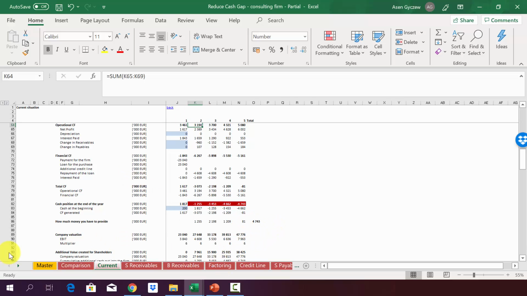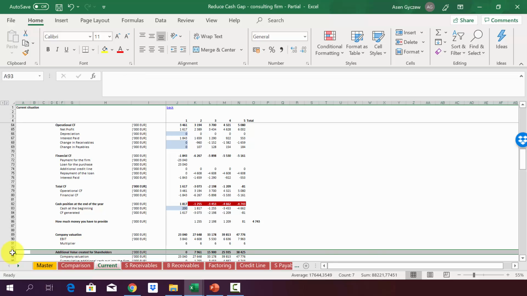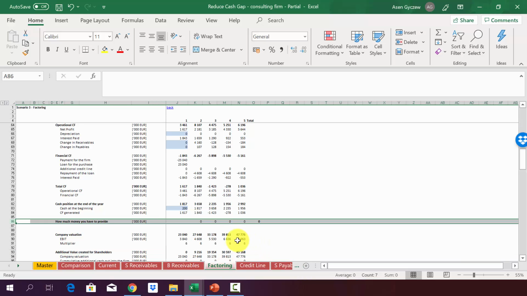So let's have a look at the additional value created for shareholders in year number 5. It's 38 million, as you can see. And now with the factoring, it's 43 million. In other words, thanks to factoring, we not only reduce the amount of cash we have to pay in, but we also increase the additional value created for shareholders. Obviously, this holds if we use the valuation method where we multiply a certain multiplier by the EBIT, which, as you can see, we assume will not change.